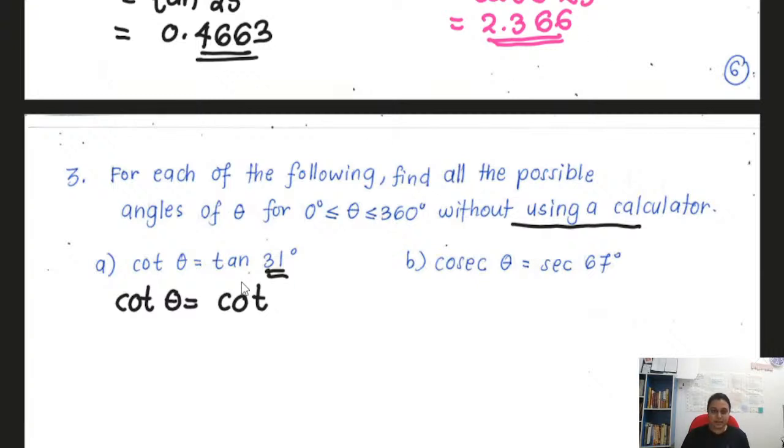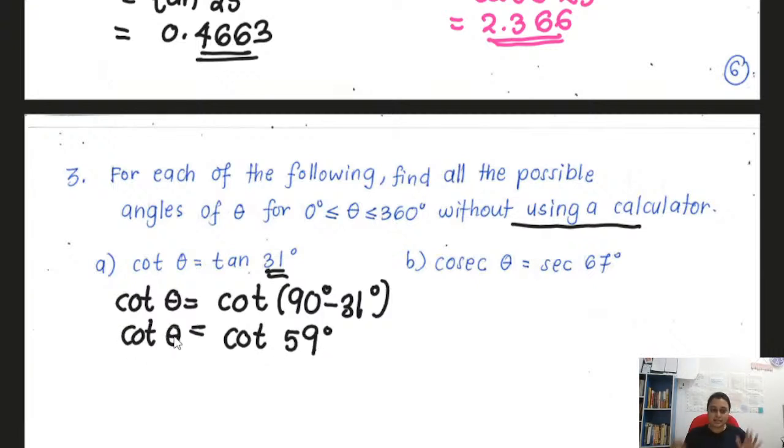Kurang daripada 90, boleh tukar terus kepada best friend dia. So what we get here? 90 tolak 31. This one of course use calculator lah. 90 tolak 31 dapat cotangent 59. Now you see, both sides same already or not? Cotangent, cotangent. Cot and cot. So, theta ialah 59. Theta is 59. But is that the only answer?